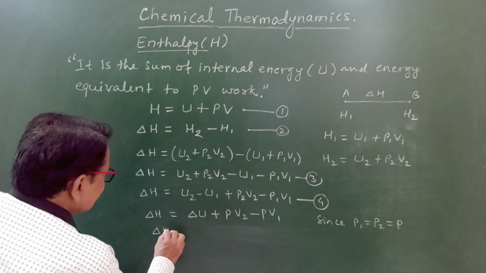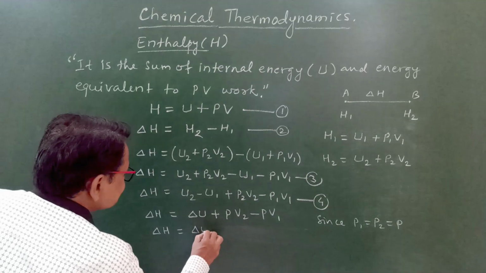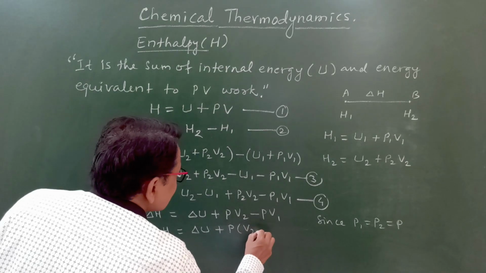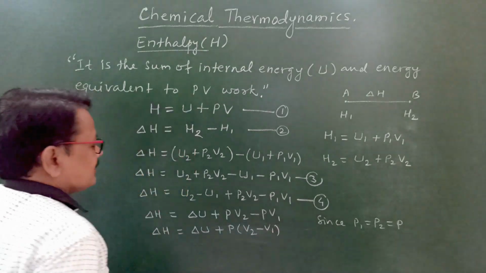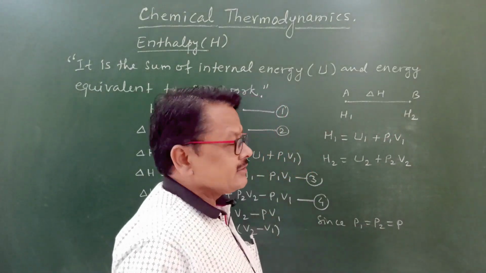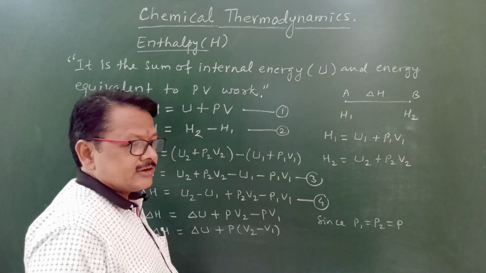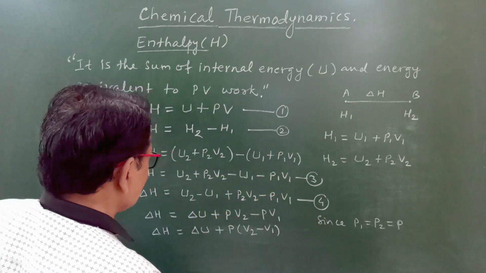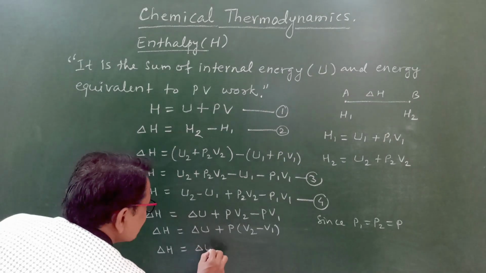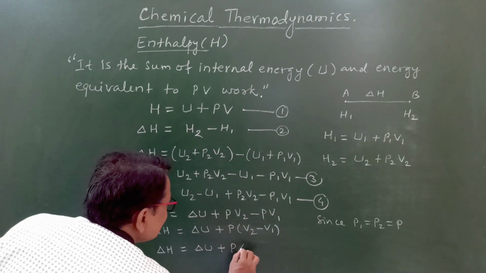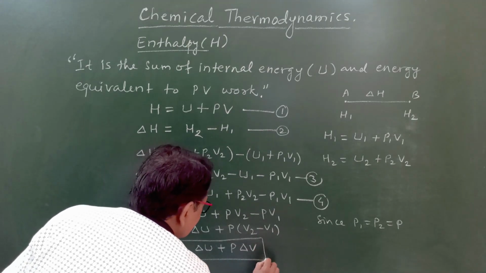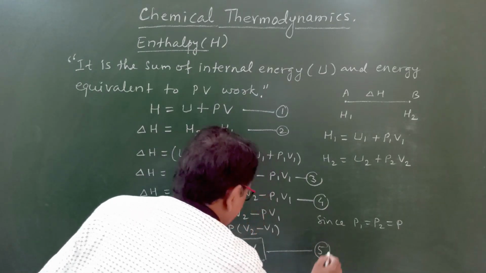Therefore, delta H is equal to delta U plus P, taken out of the bracket, times V2 minus V1. And what is V2 minus V1? V2 is the volume of the system at state B and V1 is the volume of the system at state A, so V2 minus V1 is the change in volume. We can write delta H is equal to delta U plus P delta V, and this is the final equation for enthalpy change.